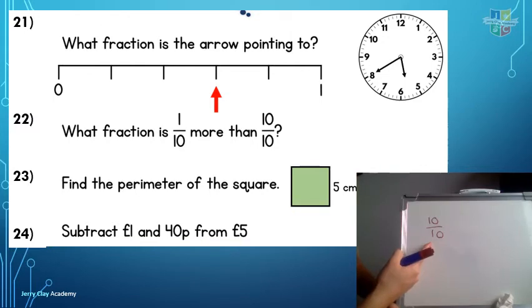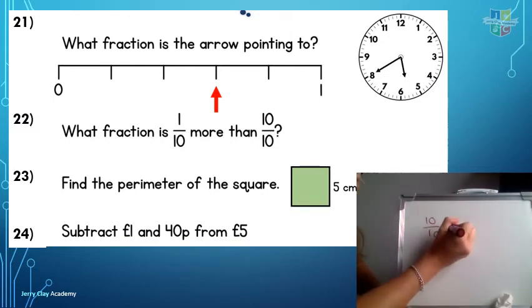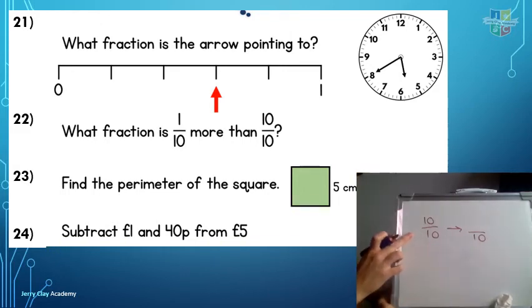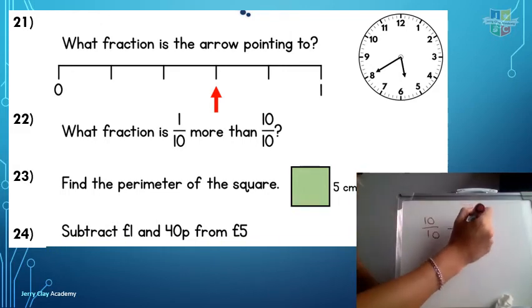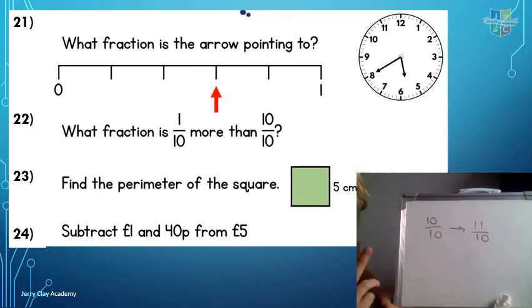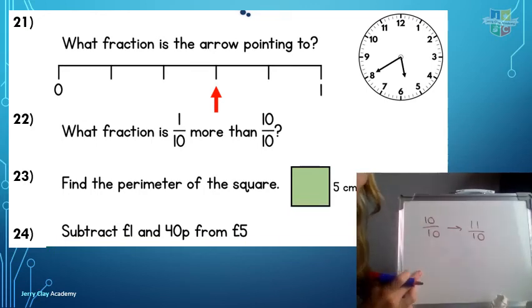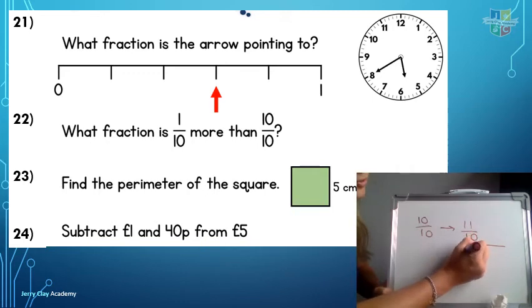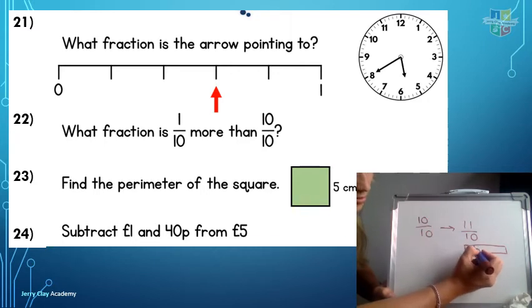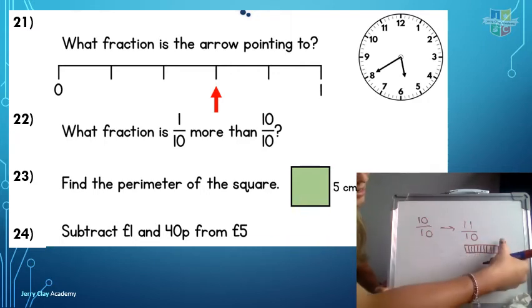So if I do 10/10 and I want 1/10 more, I'm still going to have the same denominator. However, this time I want 1/10 more, so it would be 11/10. However, 11/10 is correct, but you could have also written it another way. Now, if I was to draw what 11/10 would look like, I obviously need 10 parts. So I would draw 1, 2, 3, 4, 5, 6, 7, 8, 9, 10.